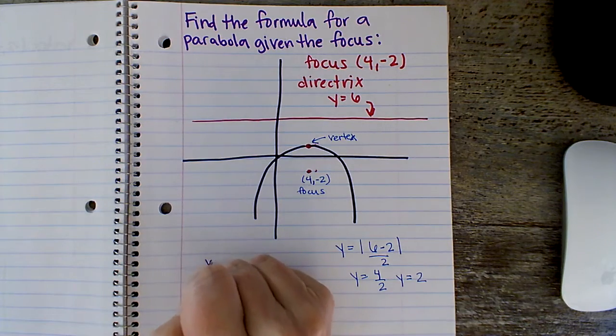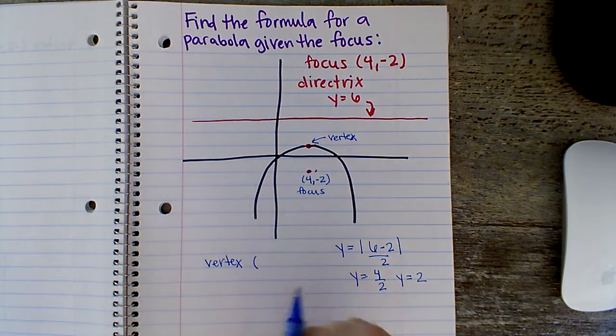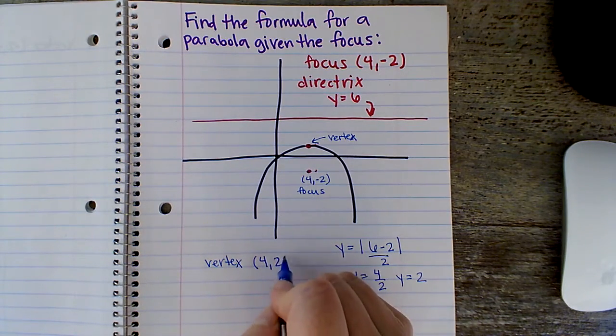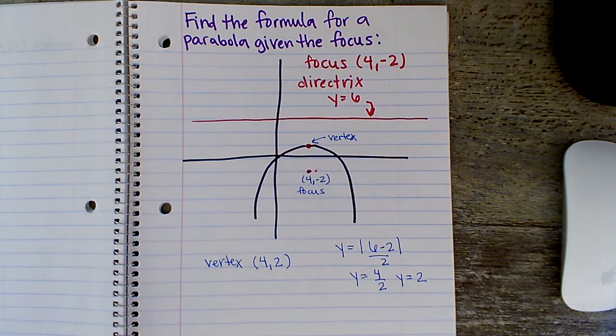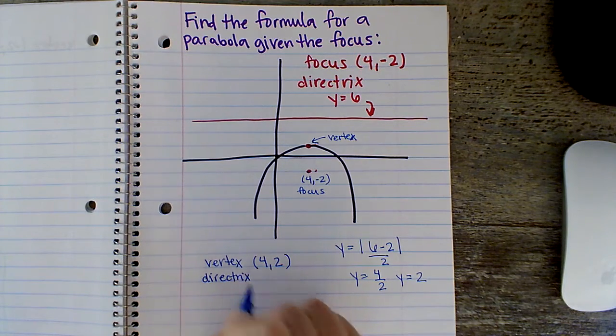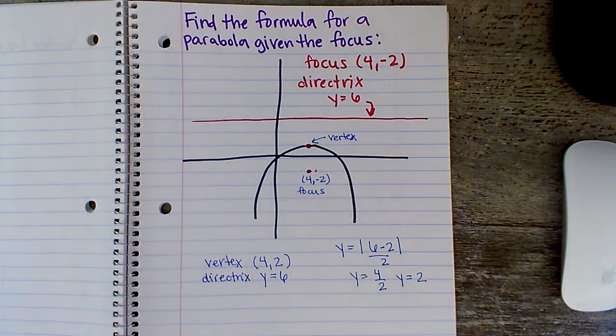So my vertex, I found out, is 4, because that doesn't change, 2. So over 4, up 2. And that is my vertex. Now I know my vertex is (4, 2), and I'm just going to rewrite my directrix down here so I have it: y equals 6.